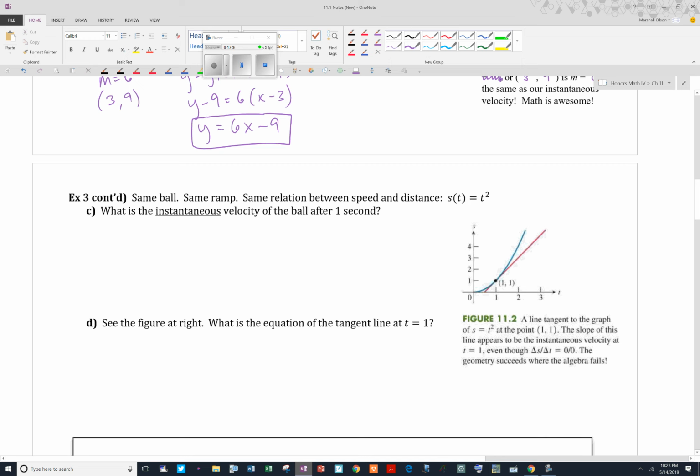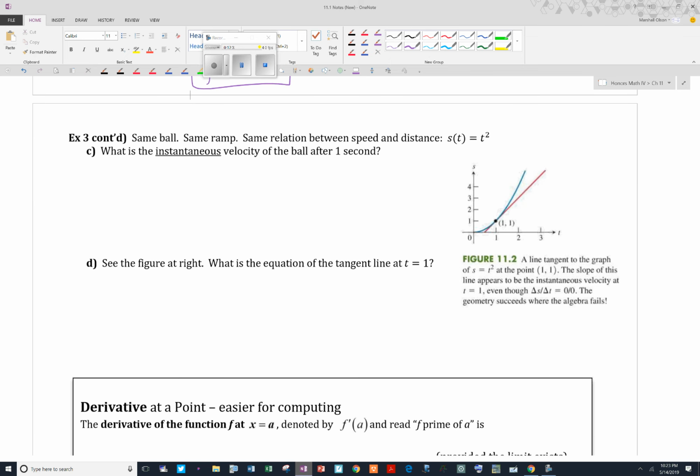All right, same ball, same ramp, same thing going on here. It wants us to find the instantaneous velocity of the ball after 1 second. So we know we're looking for the derivative at the value 1. So now we're looking for the limit as t approaches 1. Since our equation is s of t equals t squared, I'm going to use the s in our notation here. We're looking for s of t minus s of 1 all over t minus 1.